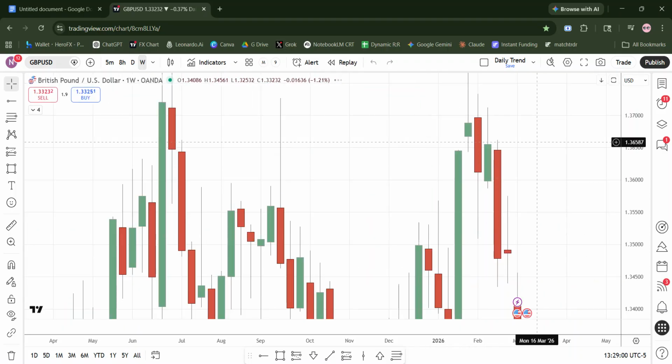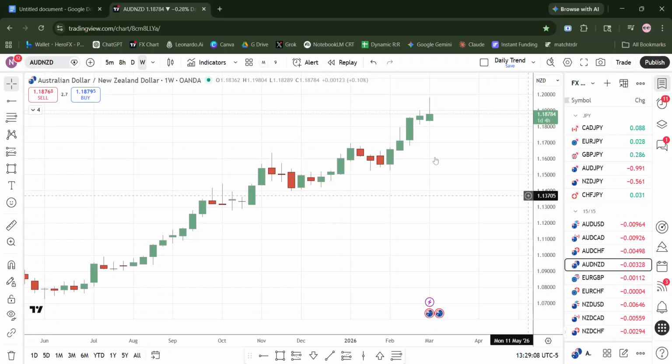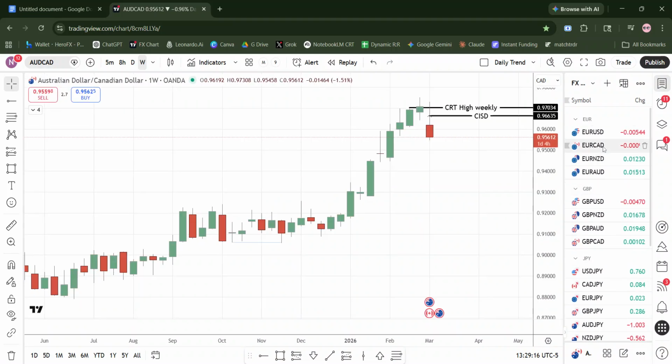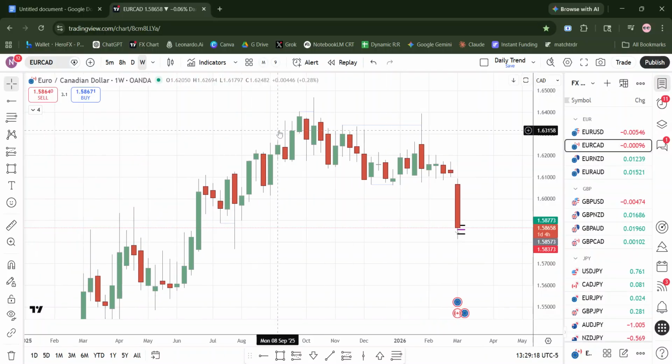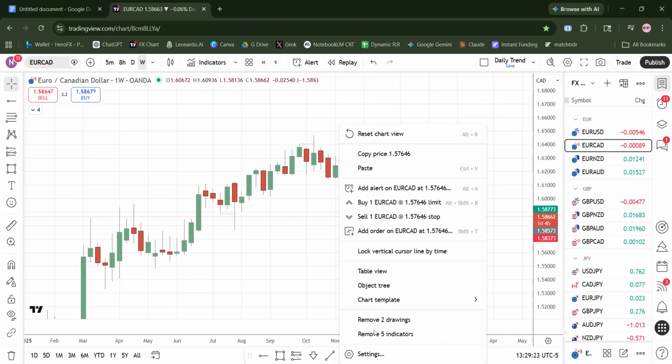So last but not least, let's try Aussie New Zealand. Well, that one had a long trend, so we won't do that. Let's see what the CAD did. Okay, let's try Euro CAD. Some price action to the downside here, so we'll give it a shot.